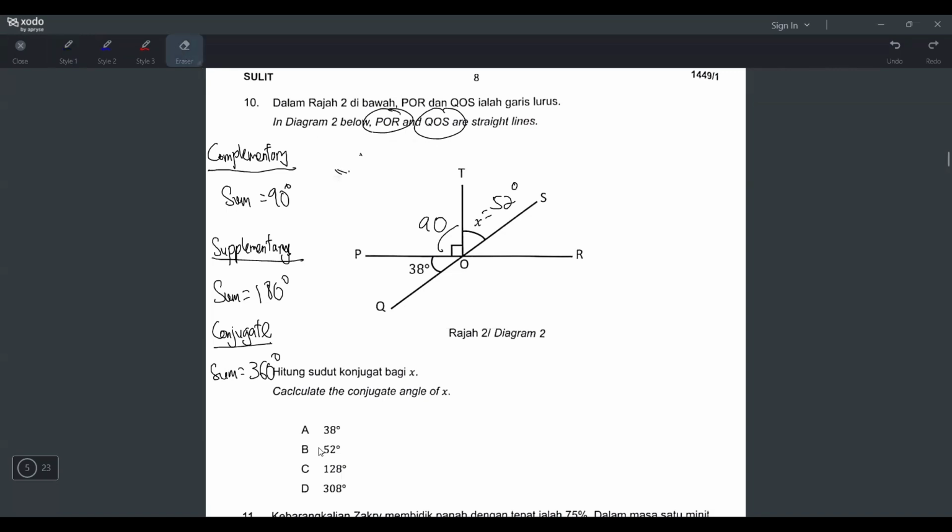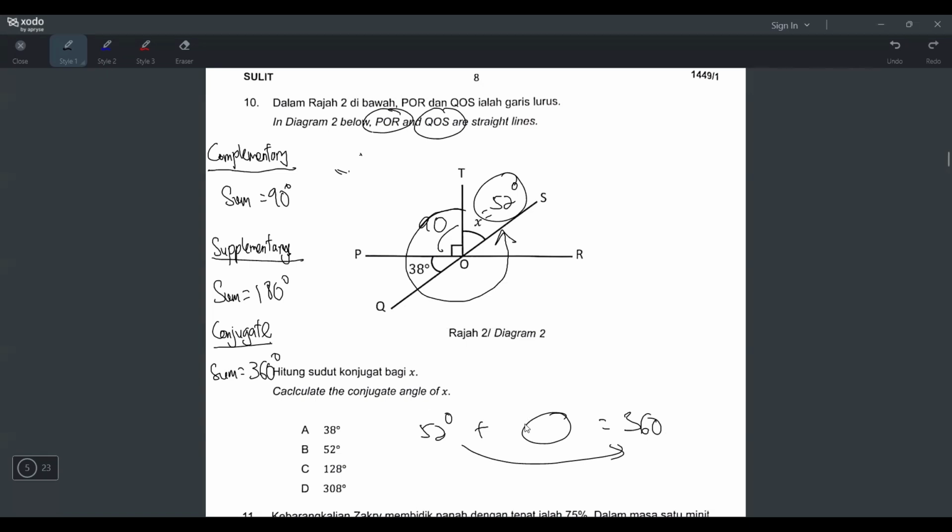So what they ask you is the conjugate angle of X. So X is 52. So the conjugate angle for X will be here, the angle from here to here, which is 360 minus 52. Because conjugate angle means the other angle that after you add with X will give you 360. So 52 degrees, what angle added to 52 gives you 360? You will just take 360 minus 52 to get the answer.